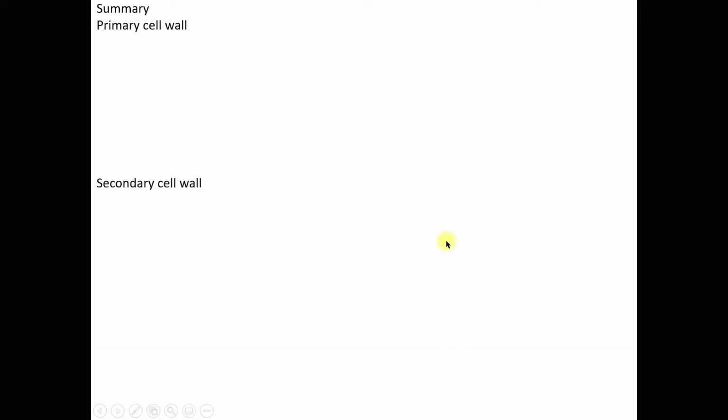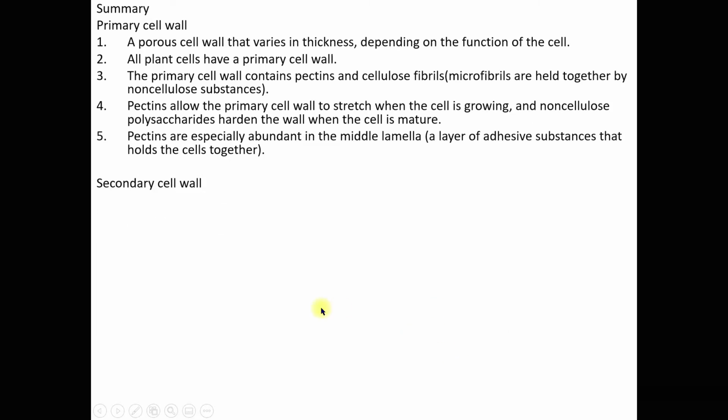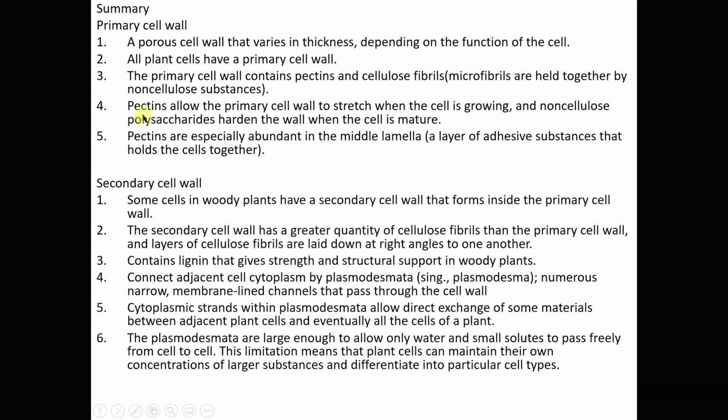So, summary. Students, at this point you must be able to differentiate between the primary cell wall and the secondary cell wall. So these are the differences between the primary cell wall and the secondary cell wall.